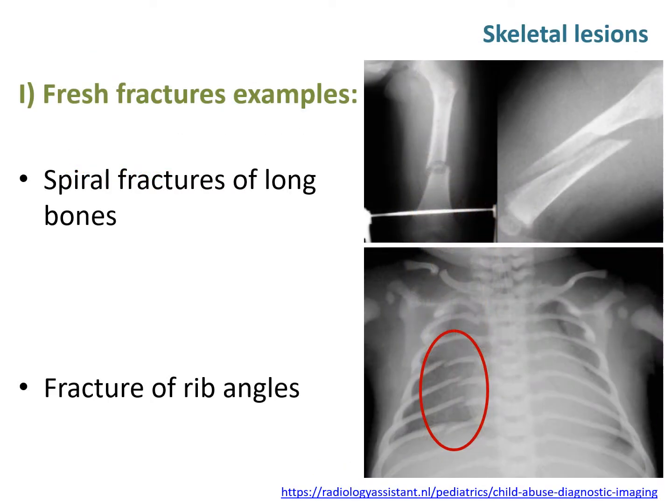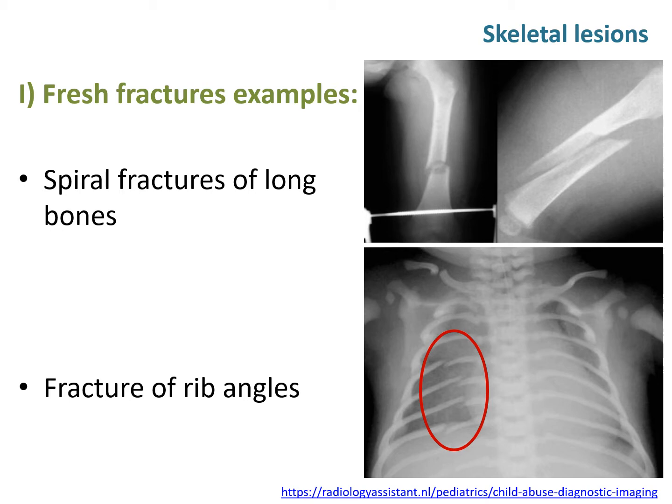An example of a fresh fracture is the spiral fracture of long bone. This is a very suggestive sign of child abuse as it occurs only by twisting the limb. It doesn't occur due to a fall on the limb or due to a blow to the limb, but it occurs due to twisting of the limb. So this leads to spiral fracture, and this spiral fracture is suggestive or significant for child abuse.